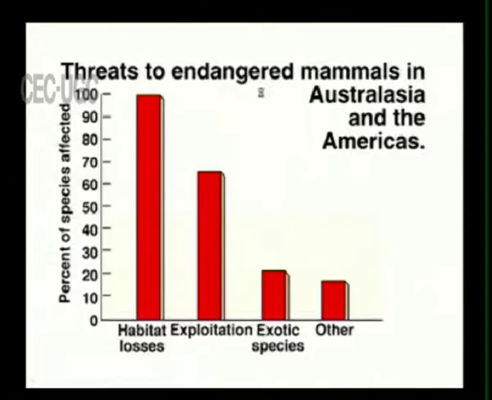This is the global biodiversity diagram. And what are the threats to endangered mammals in Australia and America? If you look at the diagram, habitat loss is the biggest threat, and then come exploitation, exotic species and others. This diagram clearly depicts that habitat loss is a major threat, because all the species are interrelated with each other.